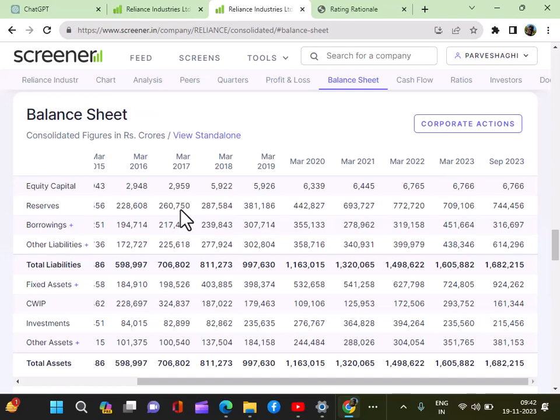Suppose the company started in 2012, and at that time the face value of the share was 10 rupees. So this equity capital calculated in September 2023 is based on the face value of 10 rupees. No, maybe it is based on 2 rupees. We'll check that. But this is the total absolute amount. So let's see what the face value is.